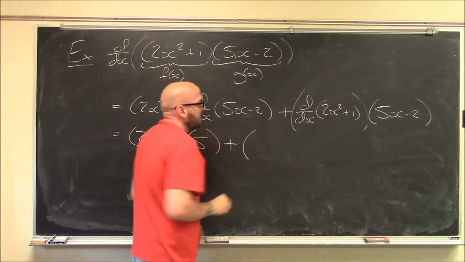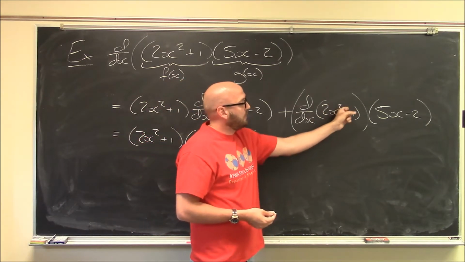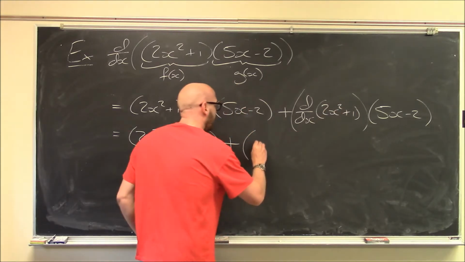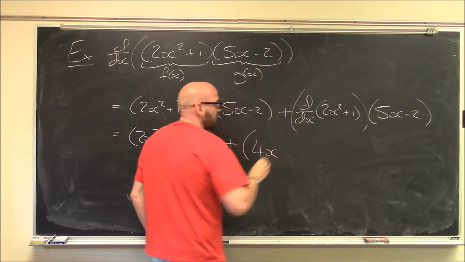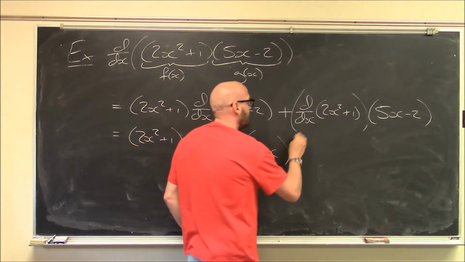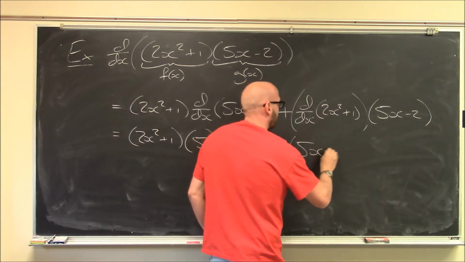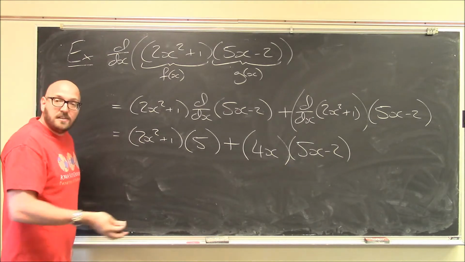And this guy, again, derivative of polynomials aren't bad. We've got 2 times the 2 exponent comes down, so 2 times 2 is 4, times lower the power by 1 is 4x, plus the derivative of 1, which is 0. So 4x times 5x minus 2. And that is the derivative.